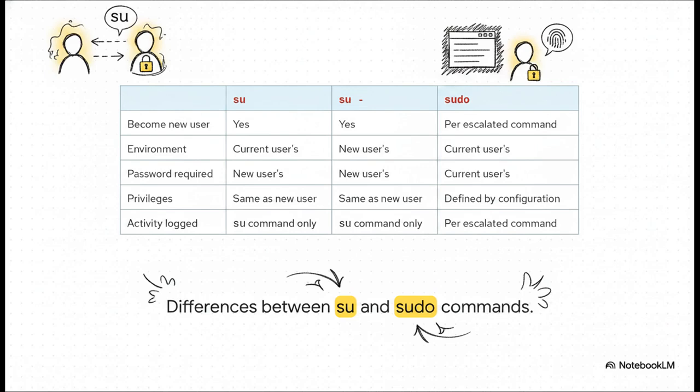If you look at this matrix, we have three main tools for the job: su, su -, and sudo. You'll notice that su and su - are both used to switch to a new user, and they both demand that new target user's password. But look at sudo over on the right. Sudo works on a per-command basis, and it requires your current user's password, not the target user's password, yours.